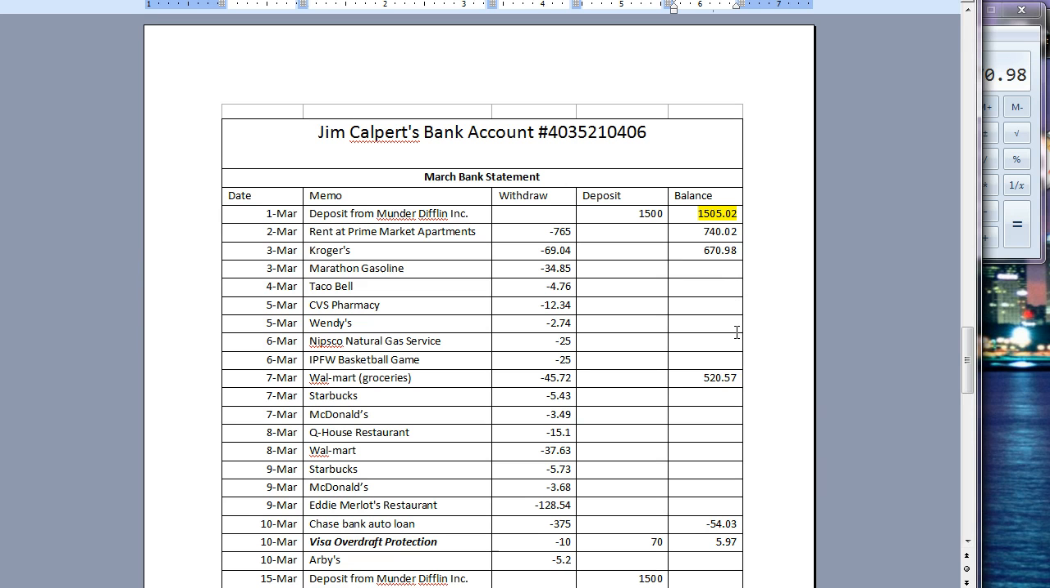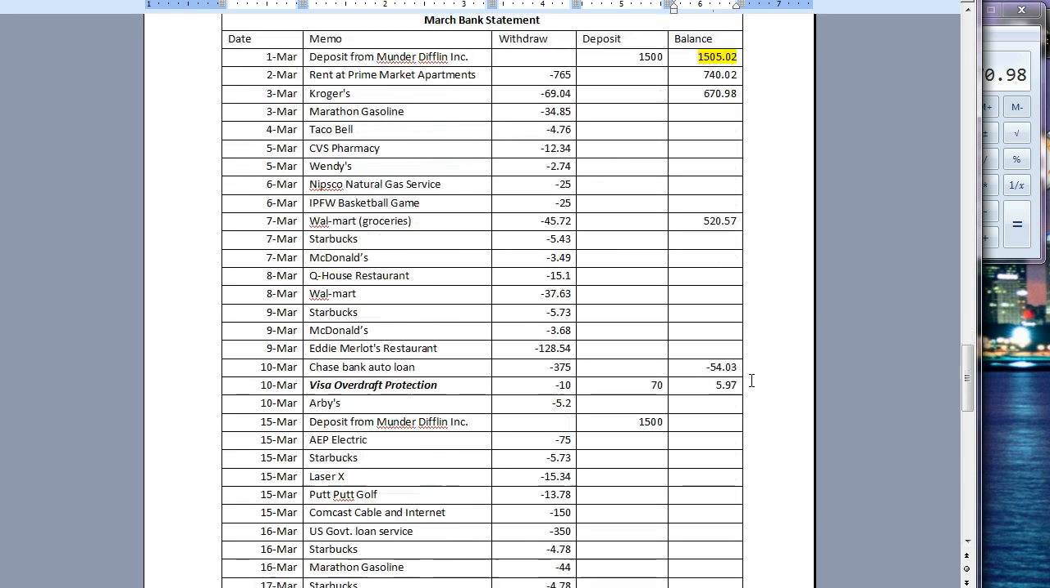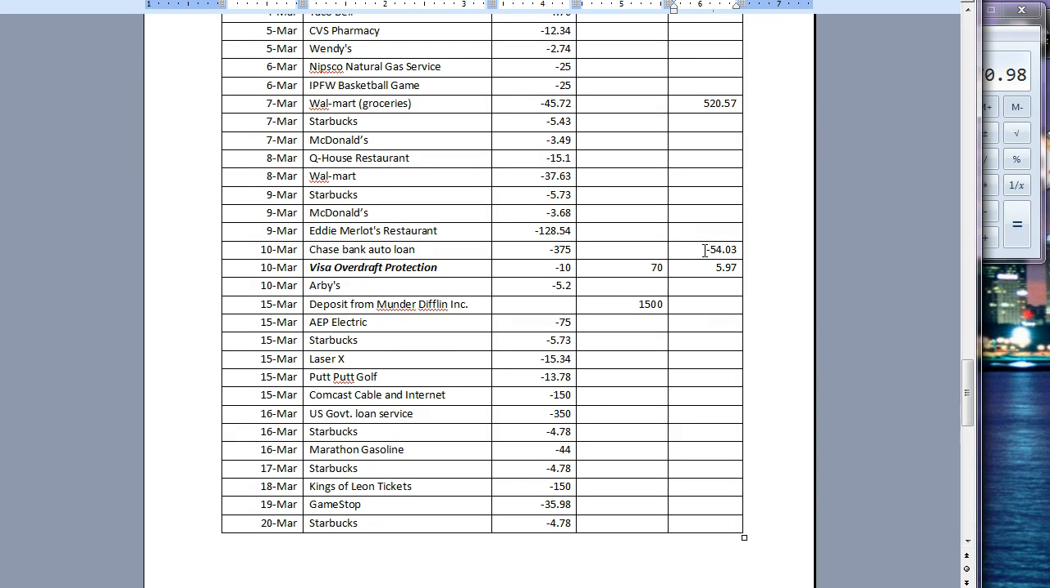As you go, once you get to this first checkpoint, you subtract 45.72, you should have that balance of 520.57. If you don't have it, you've made a mistake and you need to go back and find it. This first overdraft is done for you.